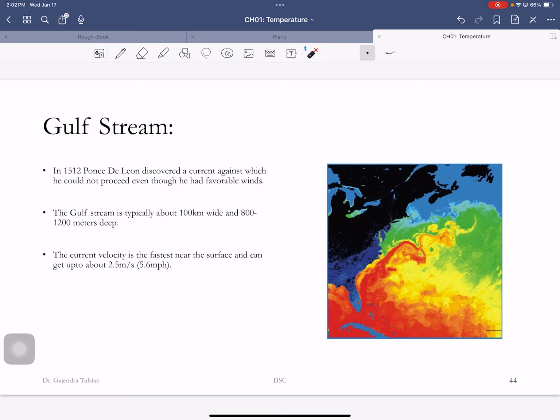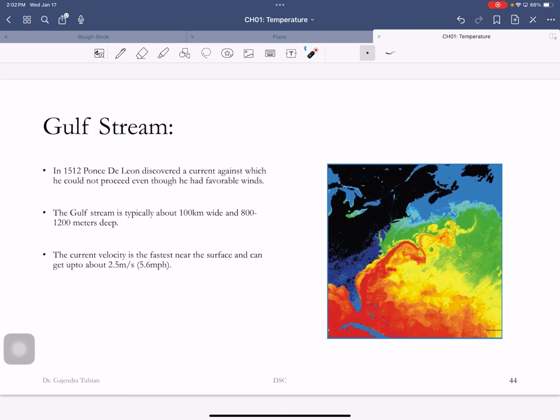And that's how he discovered the Gulf Stream. Okay. The Gulf Stream is about 100 kilometers wide. As you can see, it's as wide as Florida, and about a kilometer deep. So the oceans are about 4 to 5 miles deep. So roughly, a quarter of the ocean depth.